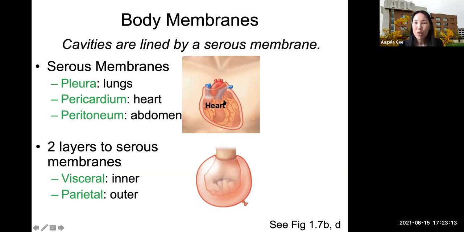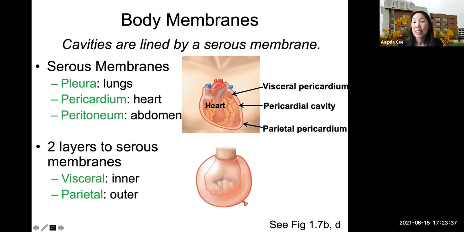So then let's go back to the image of the heart here, which is in the pericardial cavity, surrounded by the pericardium. So you have the visceral pericardium, which is the inner layer of the serous membrane that's touching the heart. And then you have the parietal pericardium, which is the outer layer of the serous membrane surrounding the heart. And recall that the heart lies in the pericardial cavity. Okay? So that wraps up the body cavities. So now you know the major cavities with the organs inside, and then also the membranes that help surround the cavities and protect.